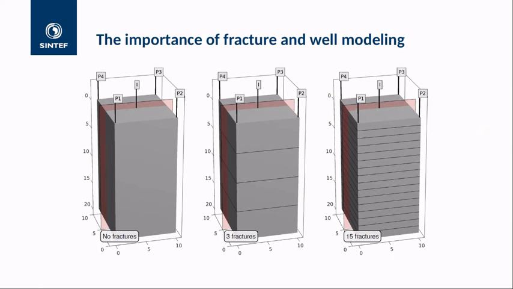I'll show a conceptual case where we have an injector in the middle, injecting hot water, and then we have producers on each corner of this grid, a very simple grid. We can either do it without fractures, or have 3 horizontal fractures or 15. In each case, we just tune the permeability of the rock matrix so that you have the same kind of circulation. It's just that the circulation pattern is different when you have the fractures in place.